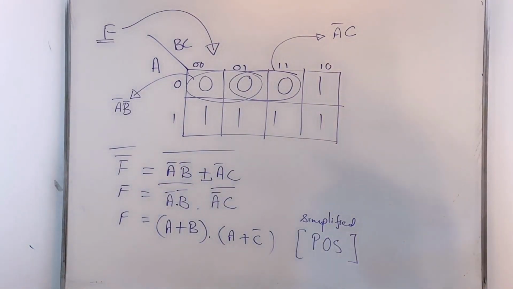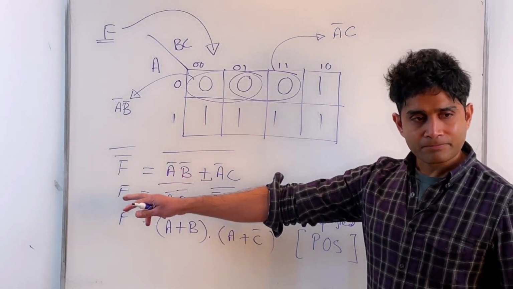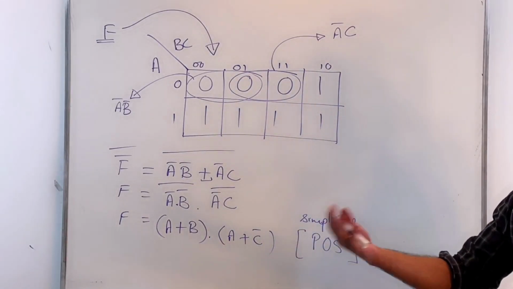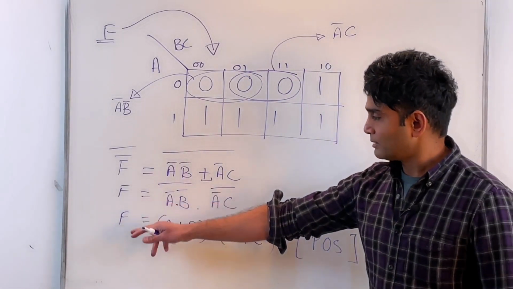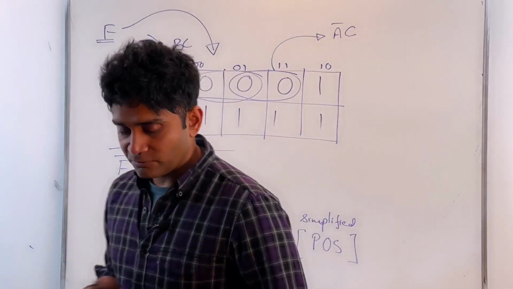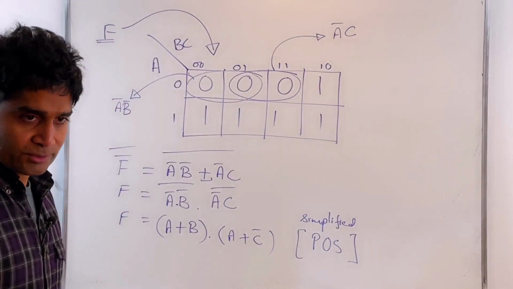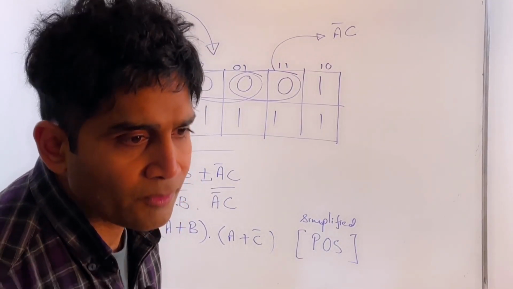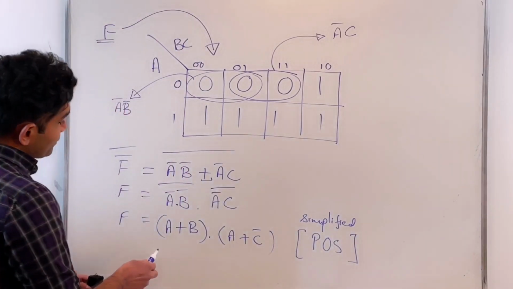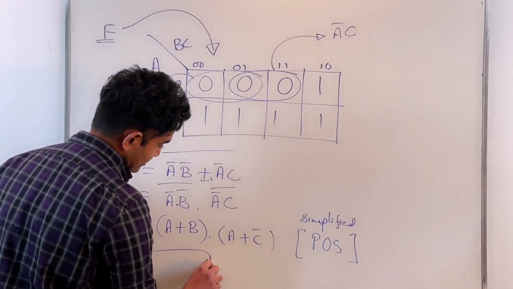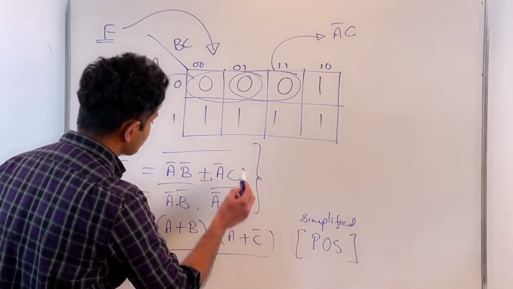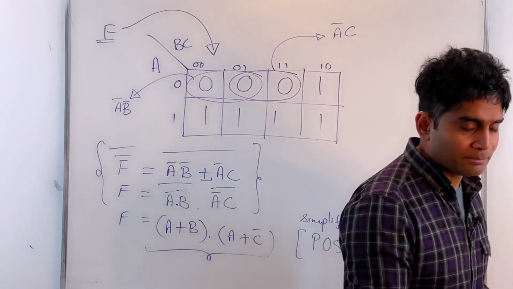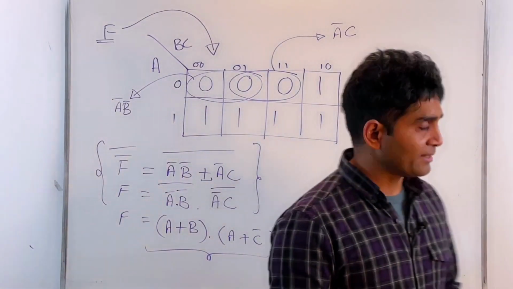So by choosing zeros, I get the complement of the function. To get the actual function, I just complement the function again, applying De Morgan's theorem to get the function as a product of sums expression. Now, if I want to write down this function directly without going through these additional steps, we can do that. Essentially, you're doing the same thing. The only difference is you're doing De Morgan's theorem in your head.